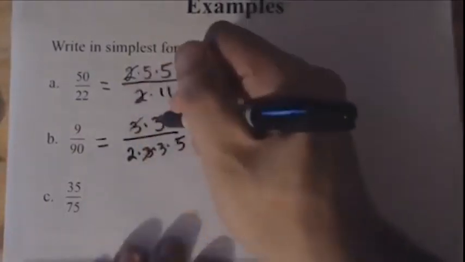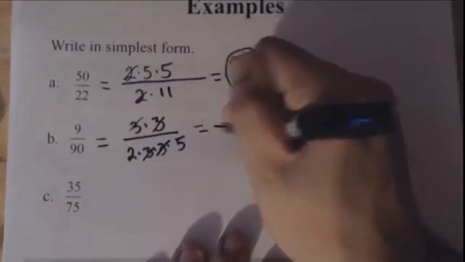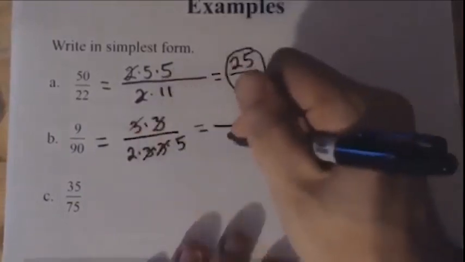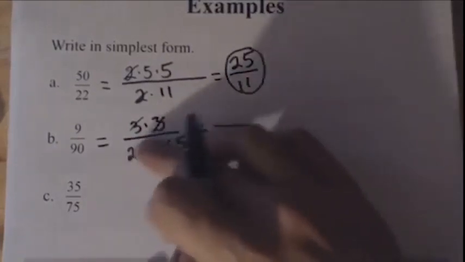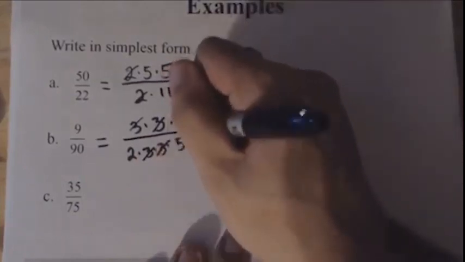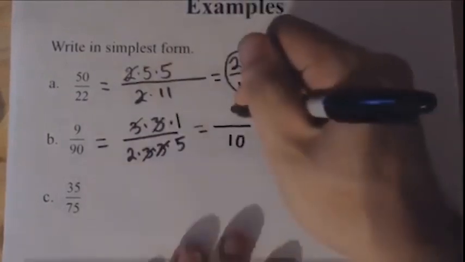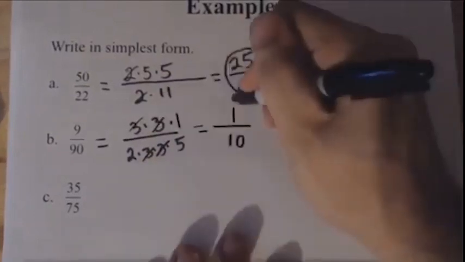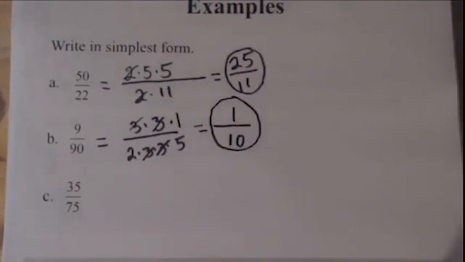The 3's cancel, both of them, because there's 2 on the top and 2 on the bottom. That leaves us with 2 times 5 is 10 on the bottom, and on the top there's nothing left. But wait, we can put times 1 there, no problem, which means there's a 1 left. When everything disappears, when everything cancels away, it leaves a 1, not a 0. 1/10.